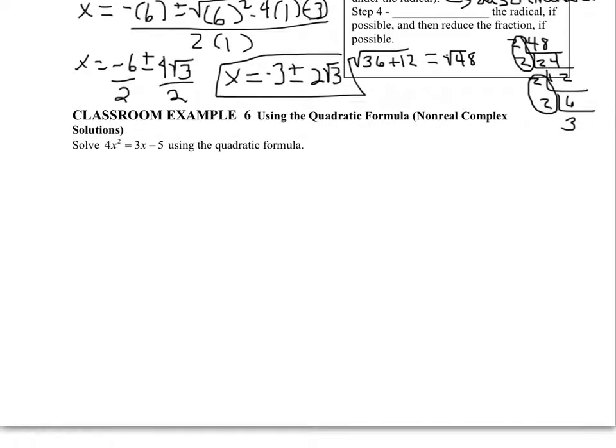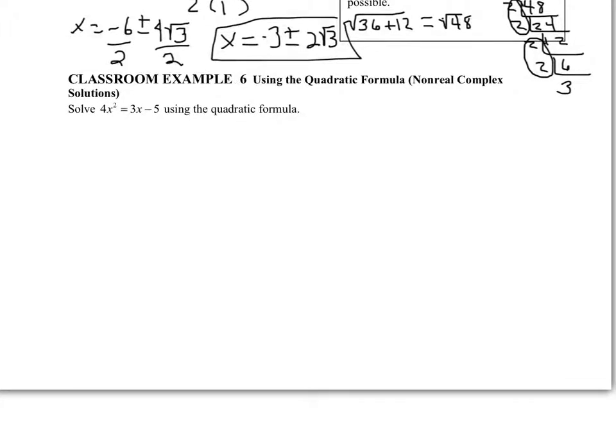Now, that was a real number solution. It's possible we could get a non-real complex solution. So let's look at this next example. And what we see is the equation is 4x squared equals 3x minus 5. Now remember, step 1 said that my equation needs to be set equal to what? To 0. I can decide which side I want to move the terms to. I can move them all to the left, or I can move them all to the right. It won't make any difference. The signs will take care of themselves as we clean up.